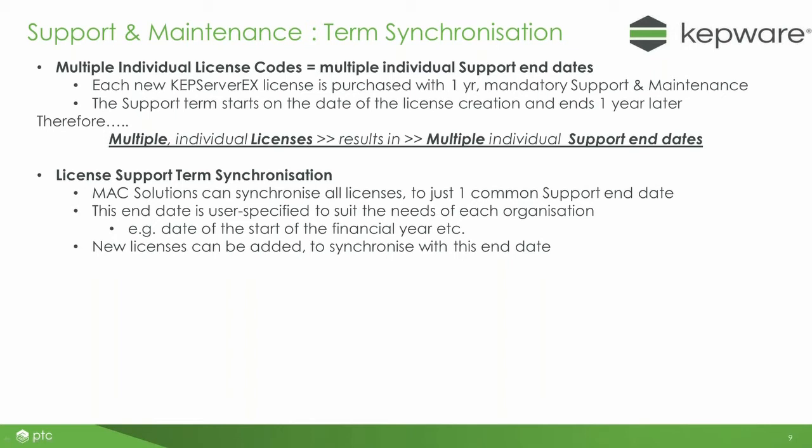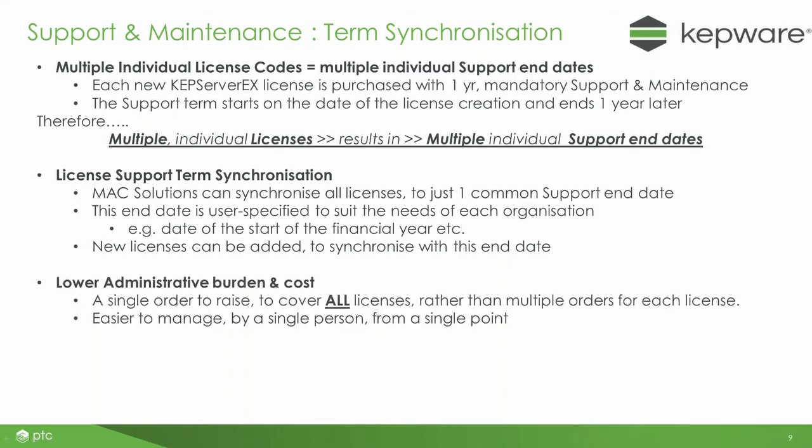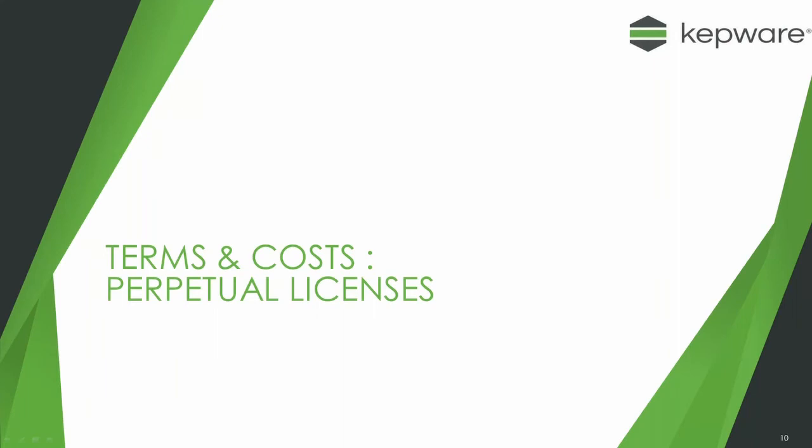And then as new licenses are purchased, they can be also synchronized to that same date. That means that instead of raising lots of small orders through the year to cover individual licenses, you only have a single order to raise to cover all the licenses. And it means that it's easier to manage by a single person, and it's just logistically and in terms of the administrative burden, just a lower burden. So it's just a better thing to do all around.